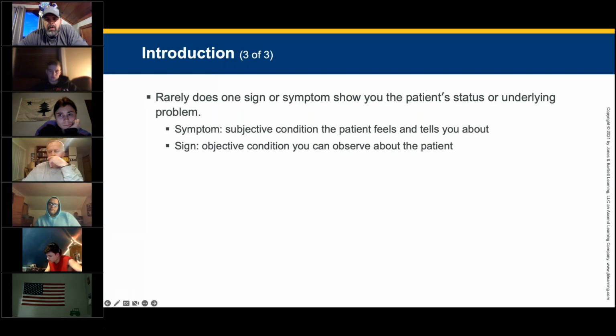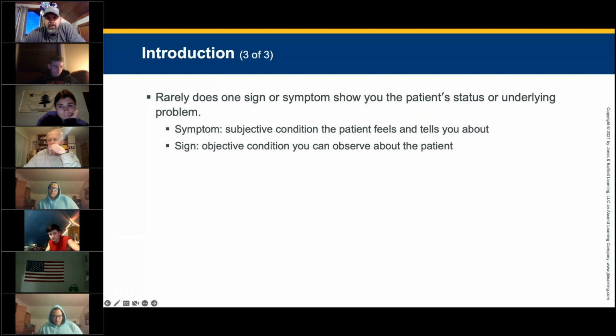So, for example, the patient may have a headache. A headache would be considered a symptom because you can't see it, but the patient can tell you about it. Whereas shortness of breath would be a sign because you can see that they're struggling to breathe. It's not just something they're going to tell you about. That's an important distinction to remember.